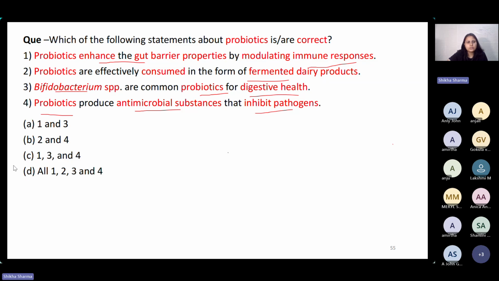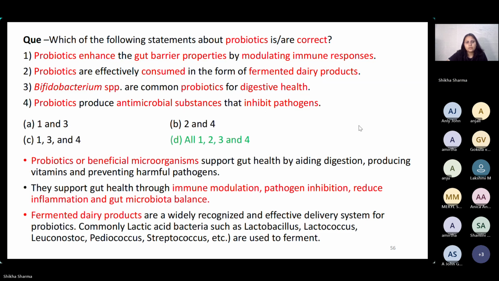Anju is saying D, which is all of the statements are correct. Anju, you are correct. All the statements are correct here.